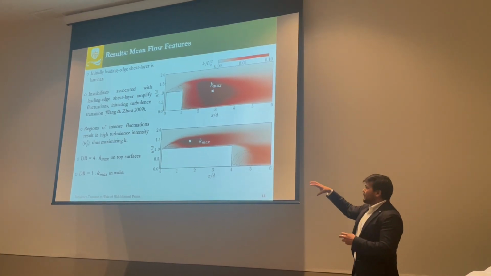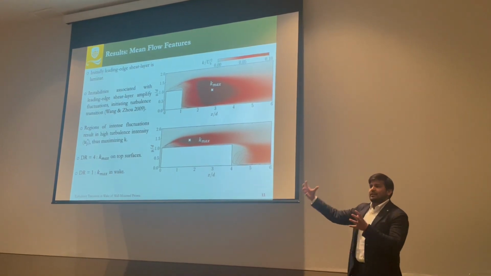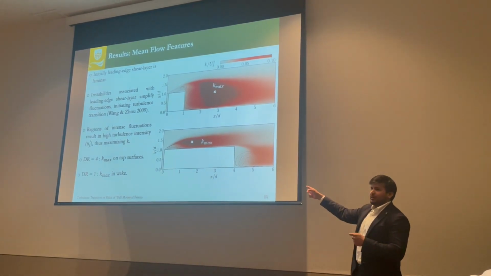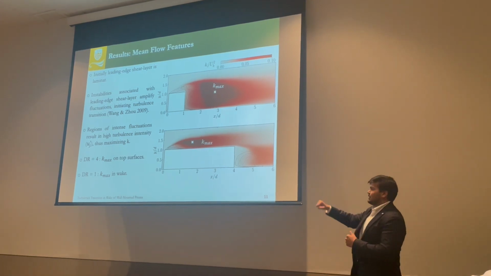Thus, the location of that maximum turbulence kinetic energy would tell us where these amplifications and transitions would occur. In case of the short prism, since the shear layer sheds directly into the wake, it occurs in the wake. In case of the long prism, though, it occurs close to the leading edge, close to the surfaces of the prism.